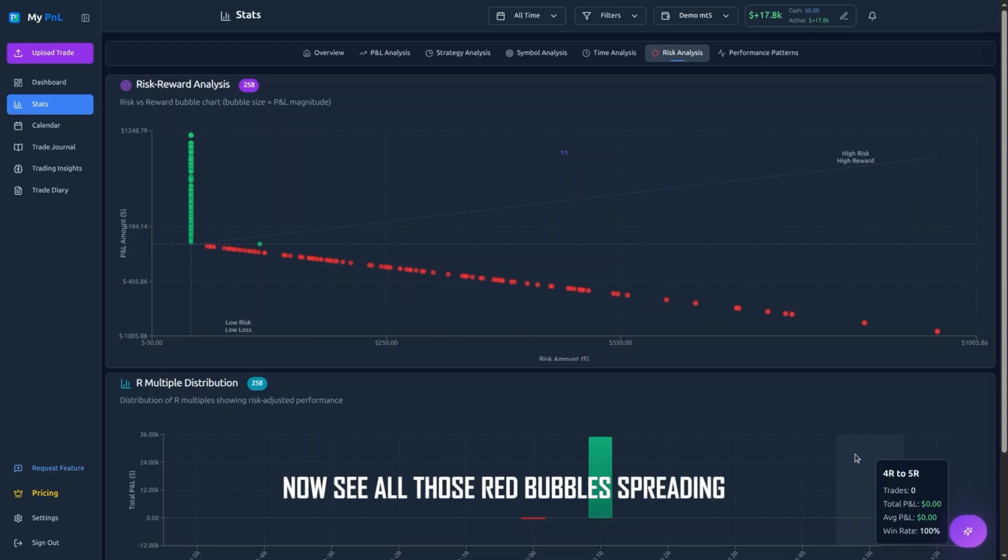Now see all those red bubbles spreading across the bottom. Those are your losses. Notice how they spread across different risk levels, from low risk around $50 to high risk over $1,000. The further right they go, the more you risk to lose money.